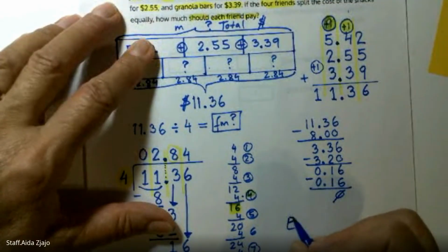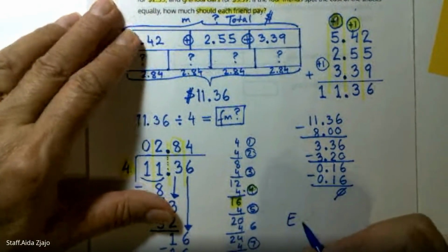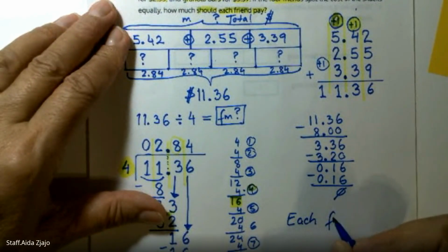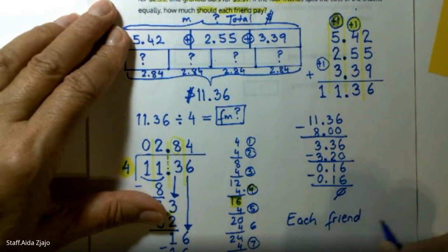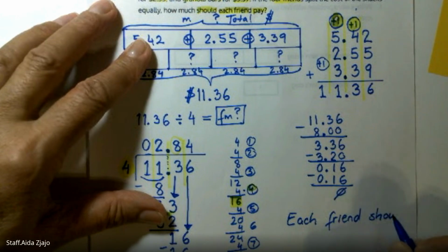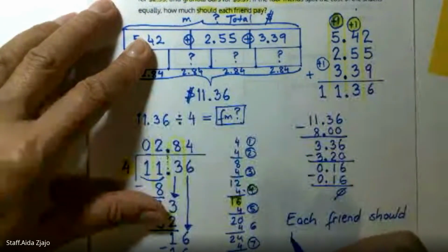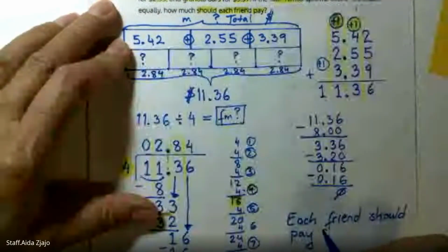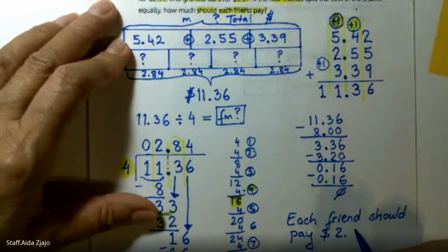So, okay, can you see it? Yes. Each friend should pay $2.84.